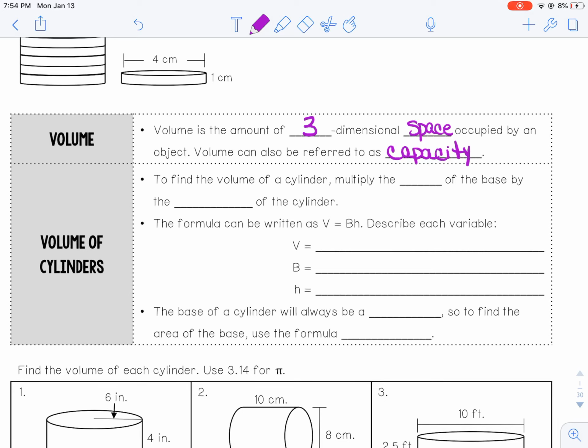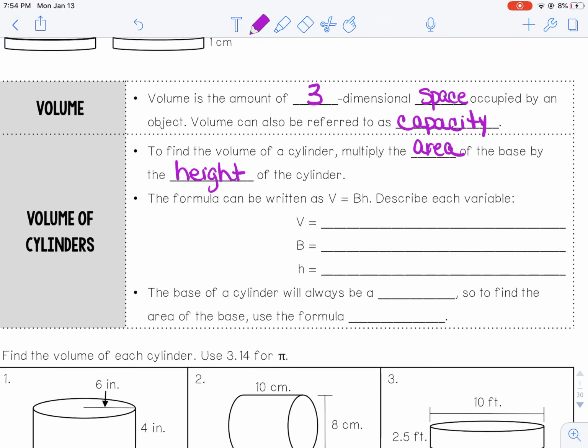To find the volume of a cylinder, you're going to multiply the area of the base by the height of the cylinder. Sometimes you'll see on reference sheets that it's written as V equals capital B times H. I call that big B, and what that really means is the area of the base. It's not the base itself, it's the area of the base.